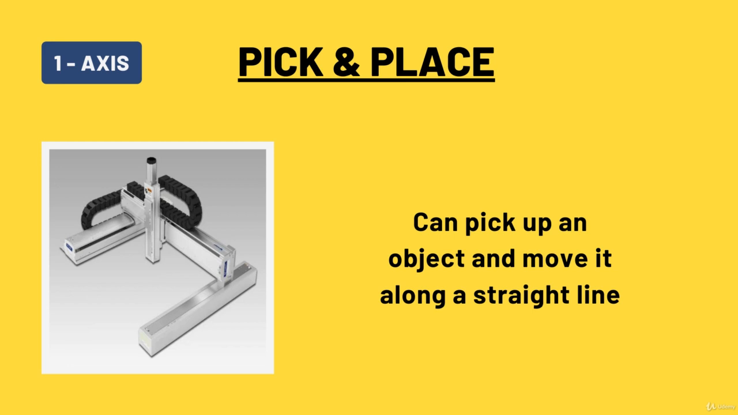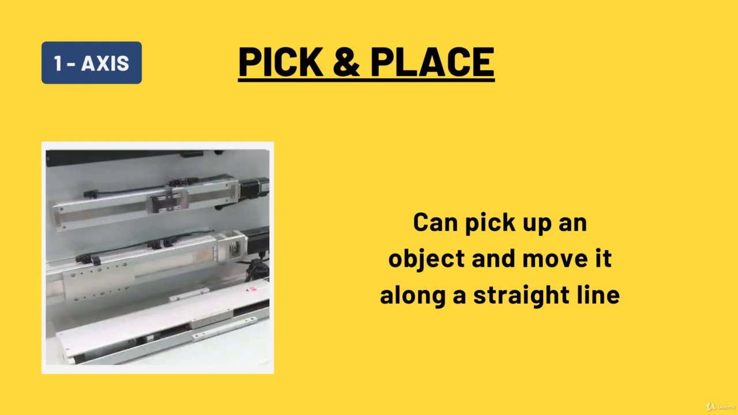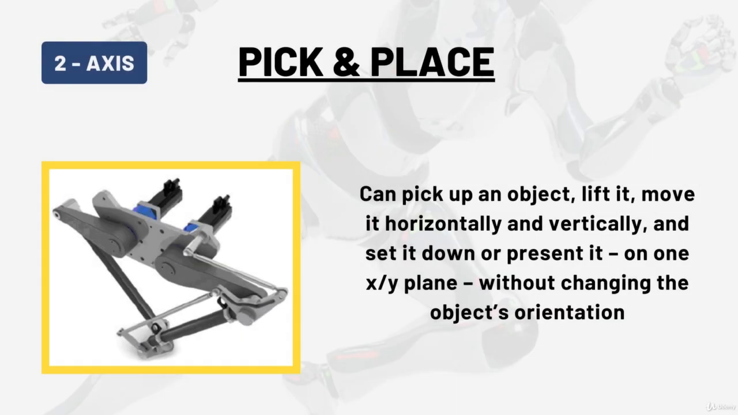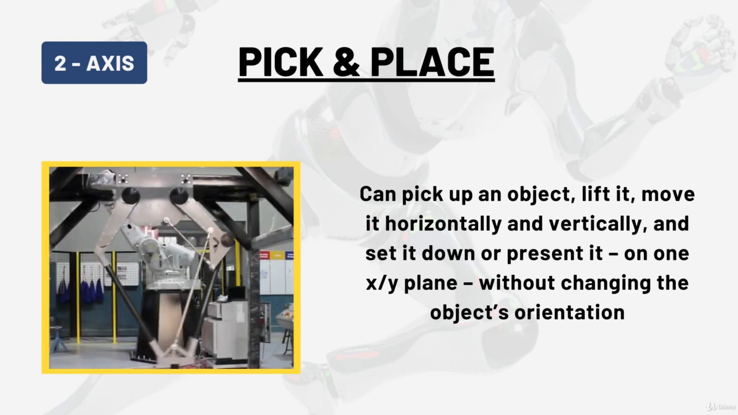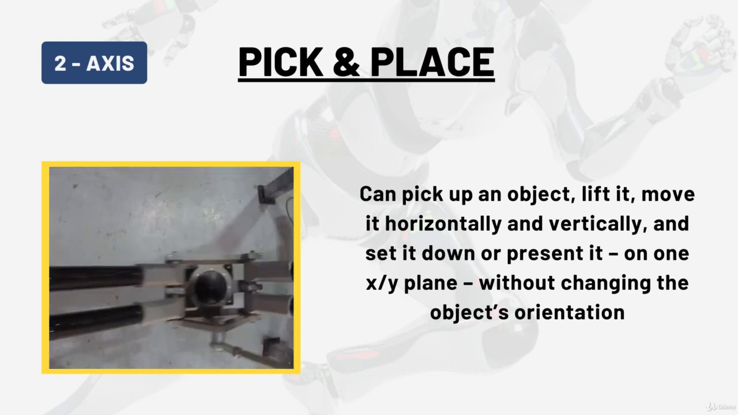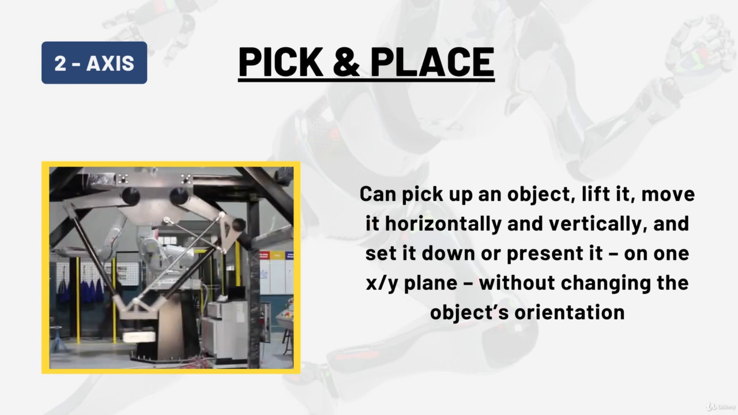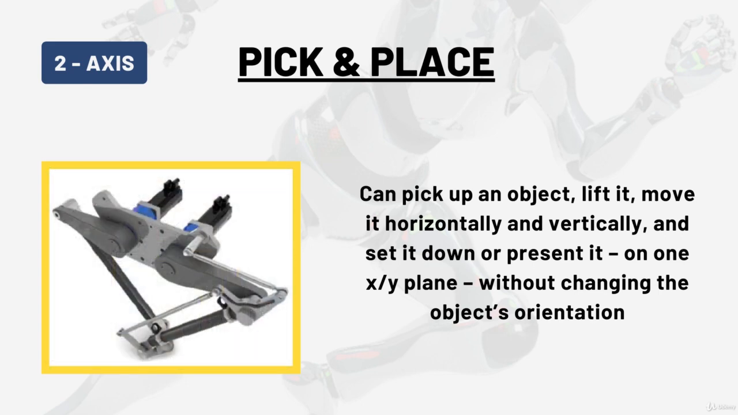Now let's understand some of the common pick and place robots. First is a one-axis robot. It can pick up an object and move it along a straight line. The two-axis robot can pick up an object, lift it, move it horizontally and vertically, and set it down or present it on the XY plane without changing the object's orientation.